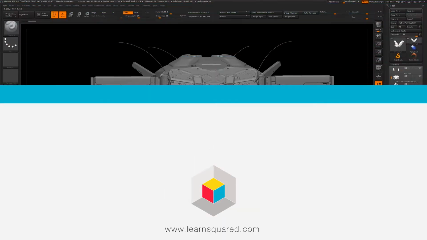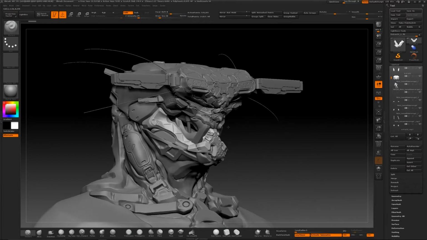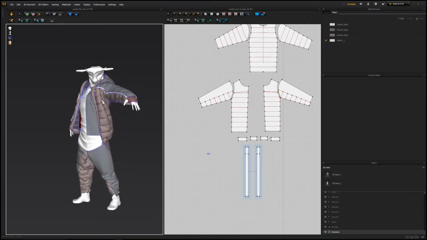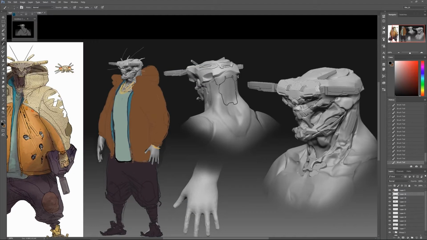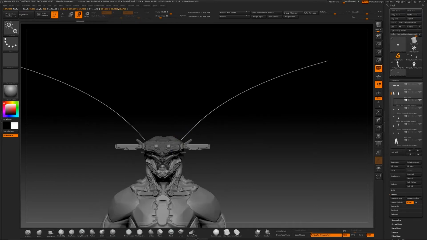My name is Alex Figini and I'm a concept artist in the entertainment industry with over 10 years of experience. Originally, I started out in the industry as a 2D artist, but over the past several years, I've started to use 3D software in my workflow and I've seen immense value in the results.